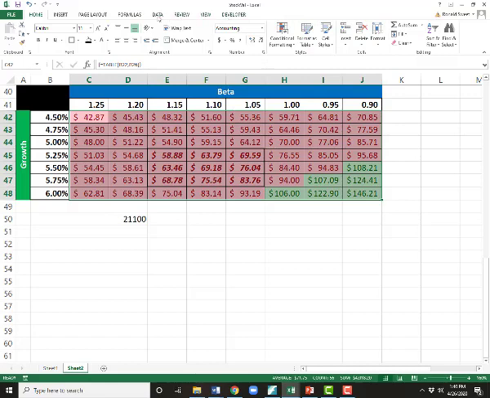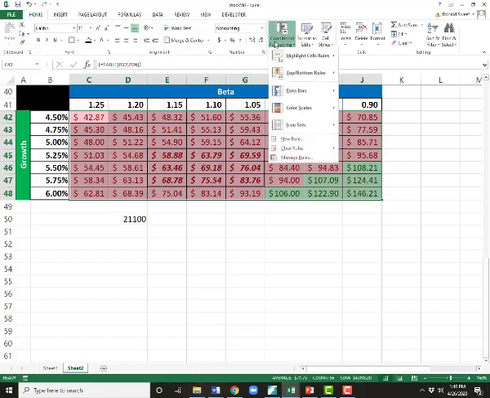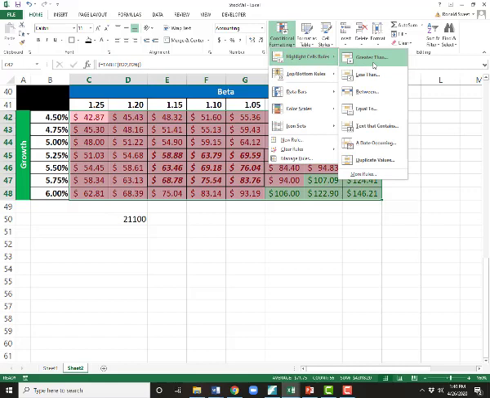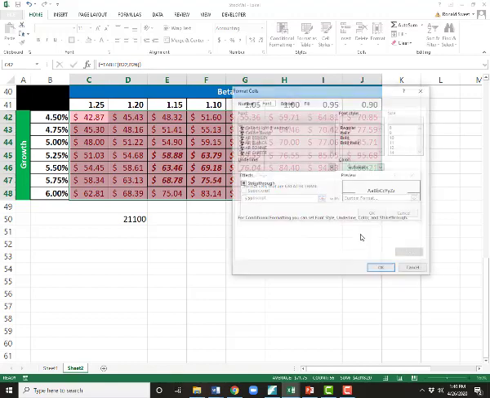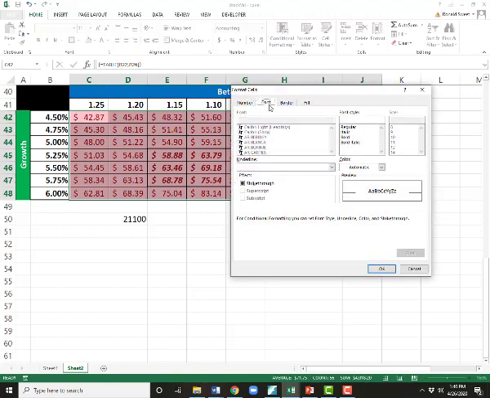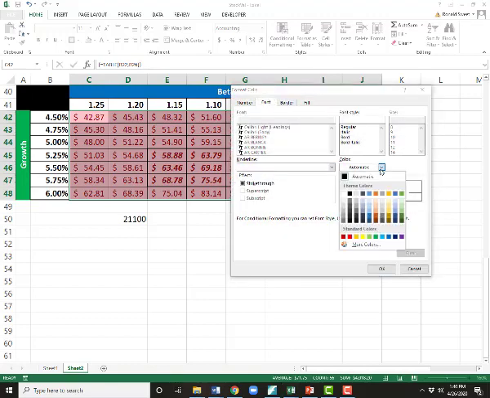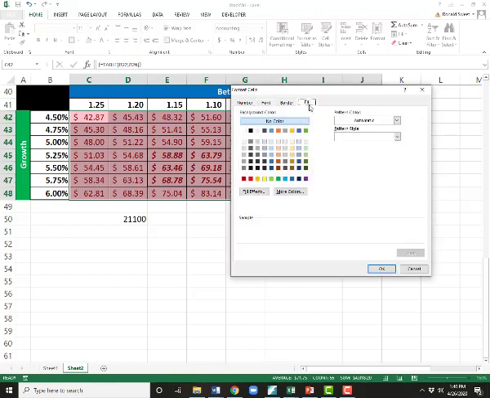So you do it again. You do home, conditional formatting. If it's greater than, say, $500, again, click on this and do custom format. And you want the font to be black and you want the fill to be black.